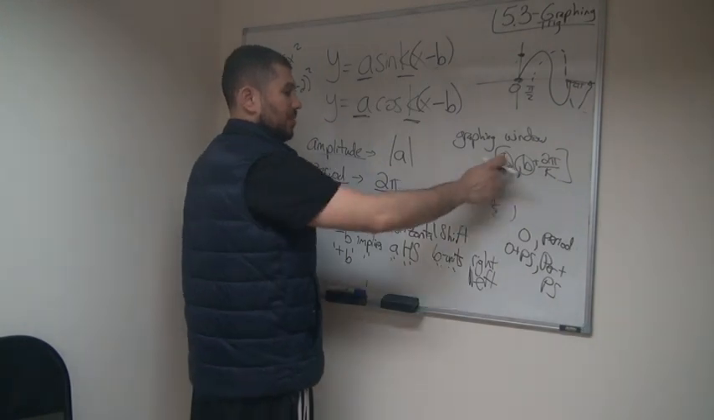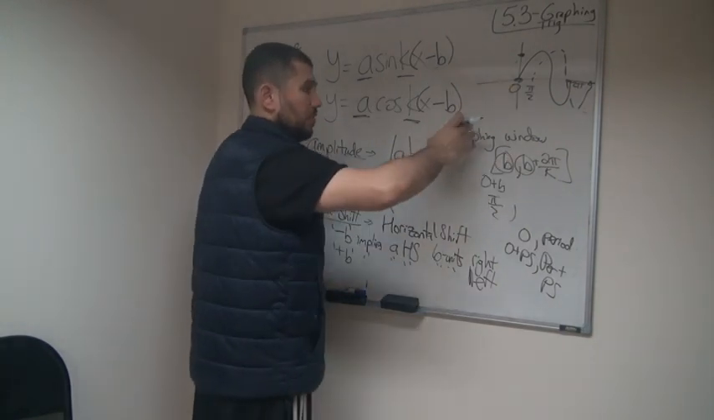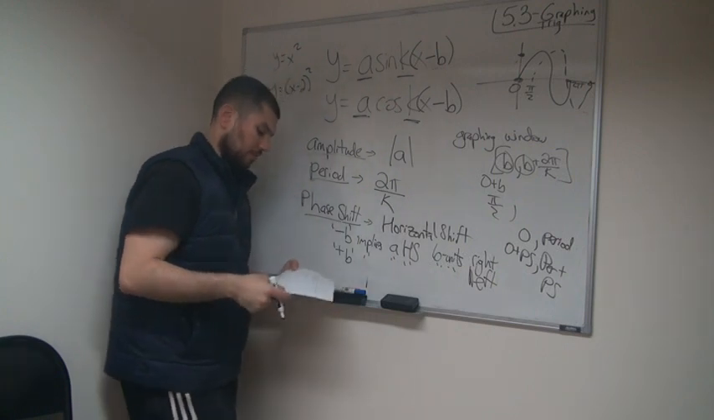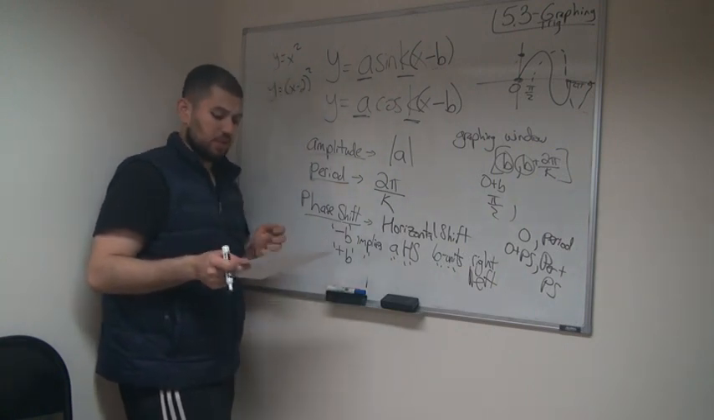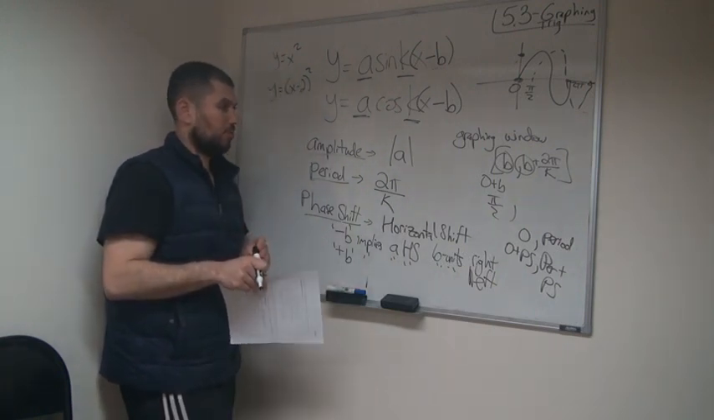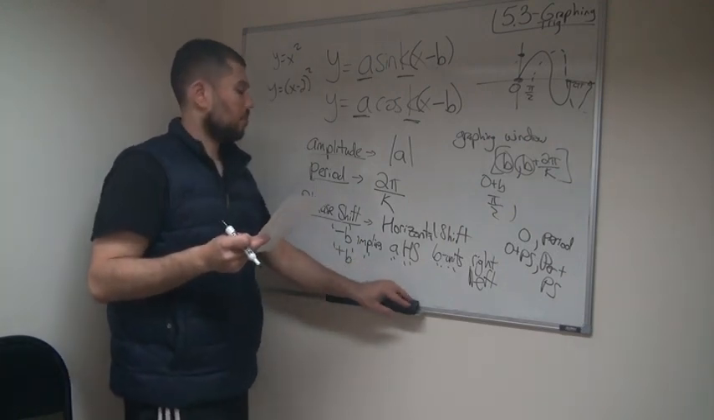And that's what that tells me. This graphing window is the x value of the starting and the ending point. Let's do a few examples. Should bring some of this stuff home.